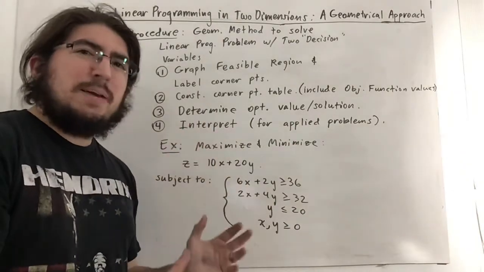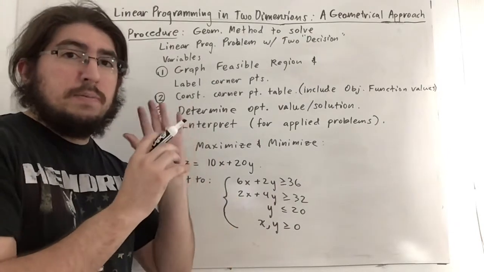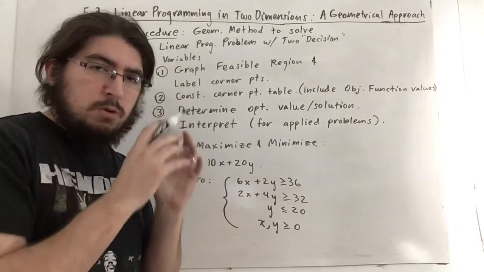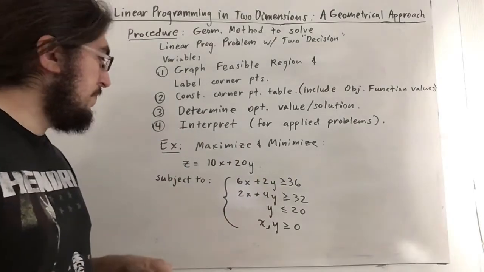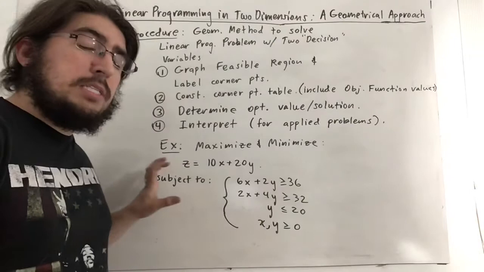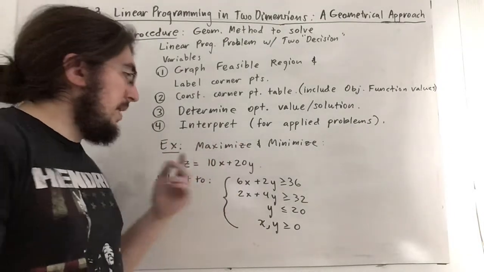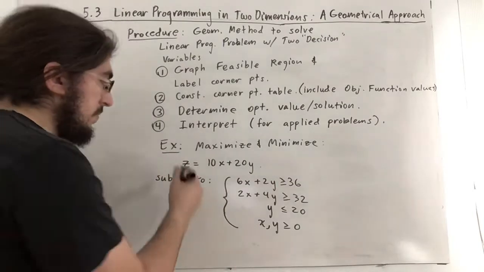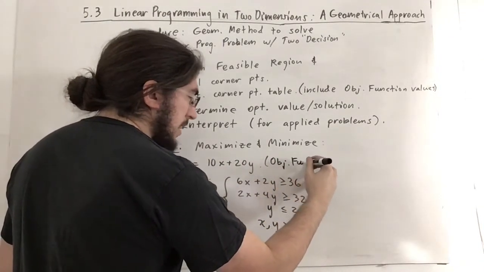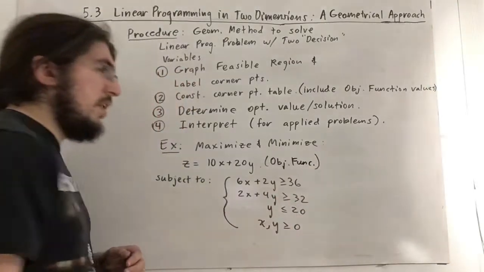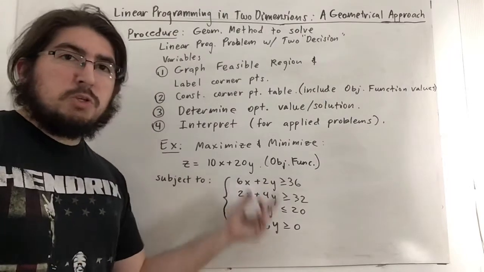So that was the last step where I had to write a sentence, and I said the maximum profit is this when you produce this many of each model, let's say. So here, this example is not applied, it's a pure math problem, and we are asked to maximize and minimize z, so this is our objective function. So that's nice. So we want to find the optimal value or optimal solution subject to these constraints.